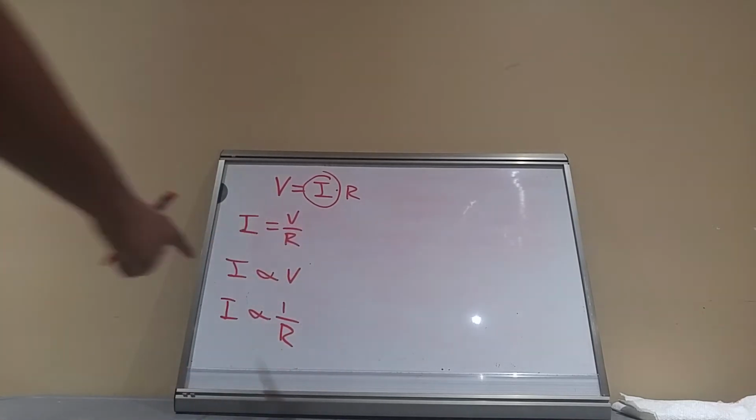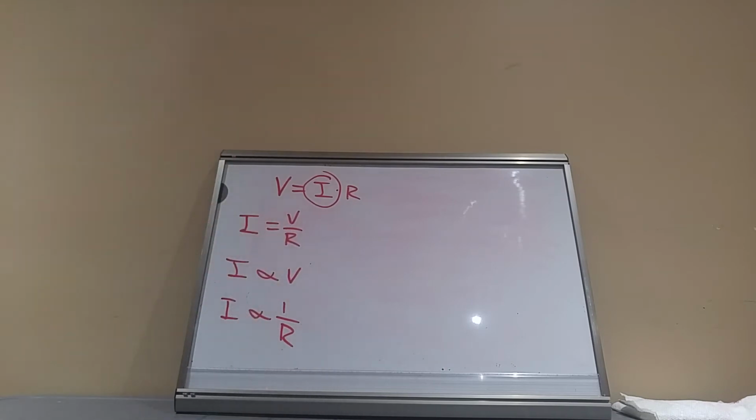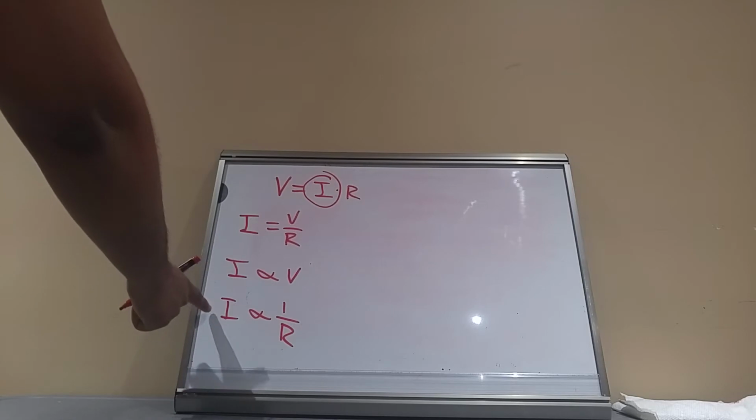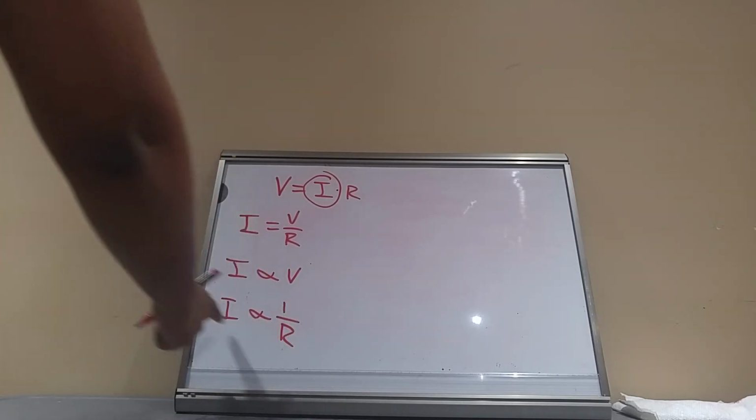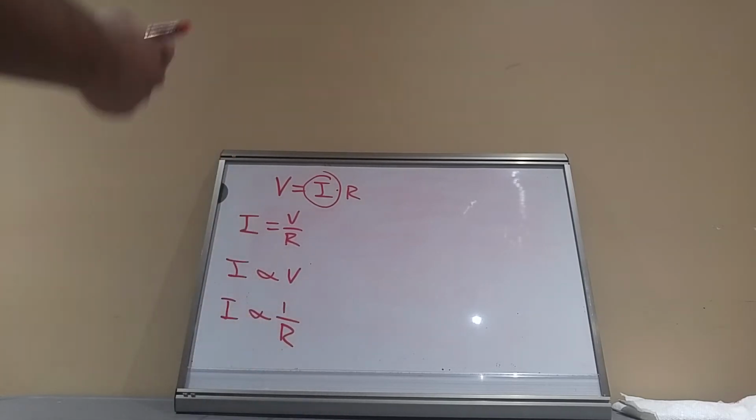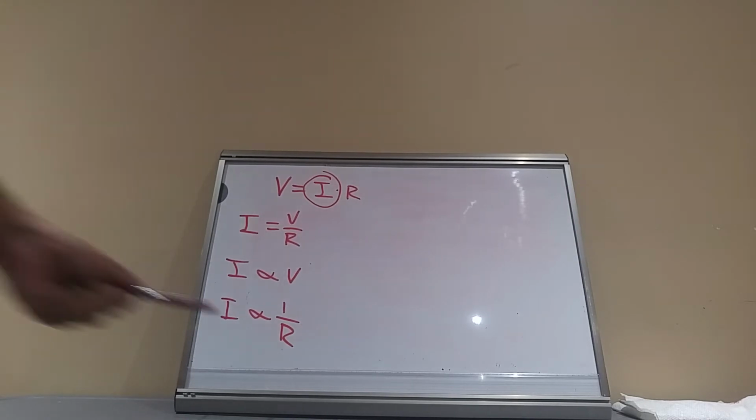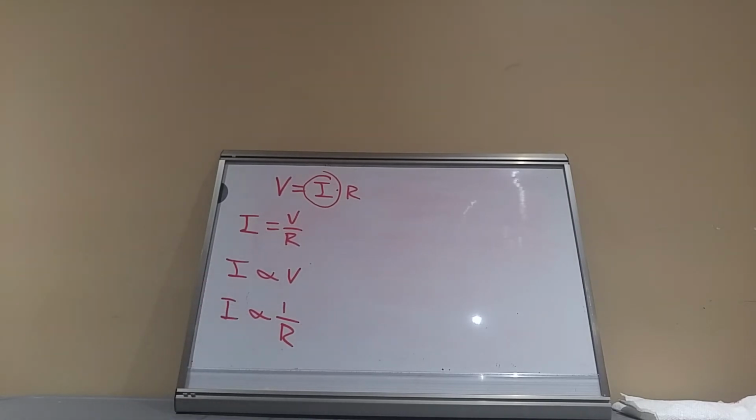So if current increases, so if the flow of electrons increases, voltage will increase. If the flow of current increases, that means the resistance has decreased. So if we increase this, then this will decrease.